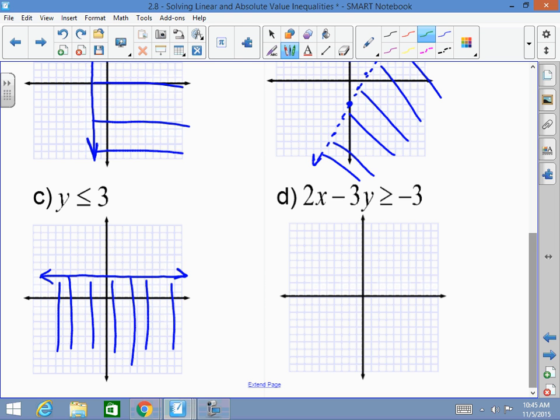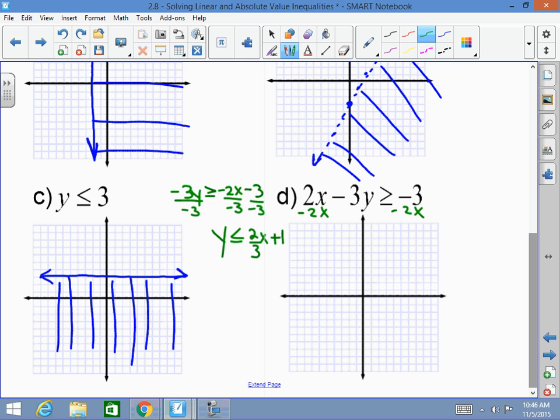Solve for y. Very good, my man. So I'm going to subtract 2x from both sides. So I've got negative 3y is greater than or equal to negative 2x minus 3. Divide by negative 3. And what happens to the inequality when I divide? Very good, gentlemen. Good job. So y is less than or equal to now 2/3 x plus 1.